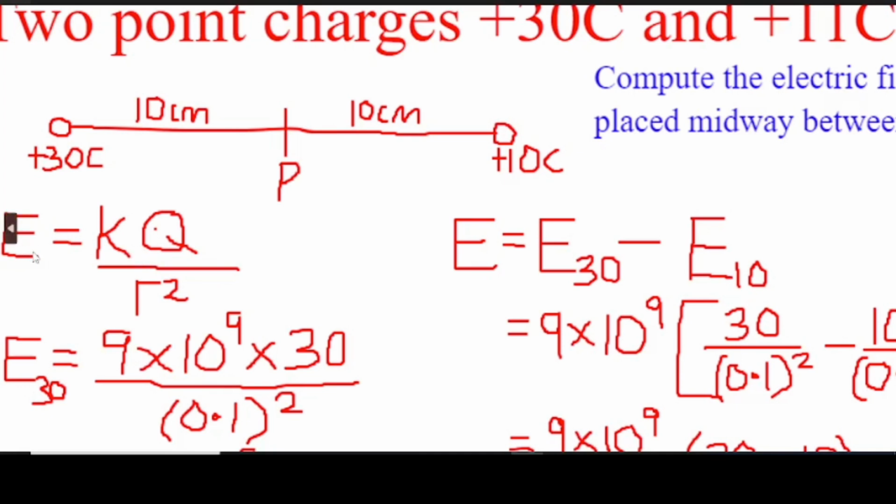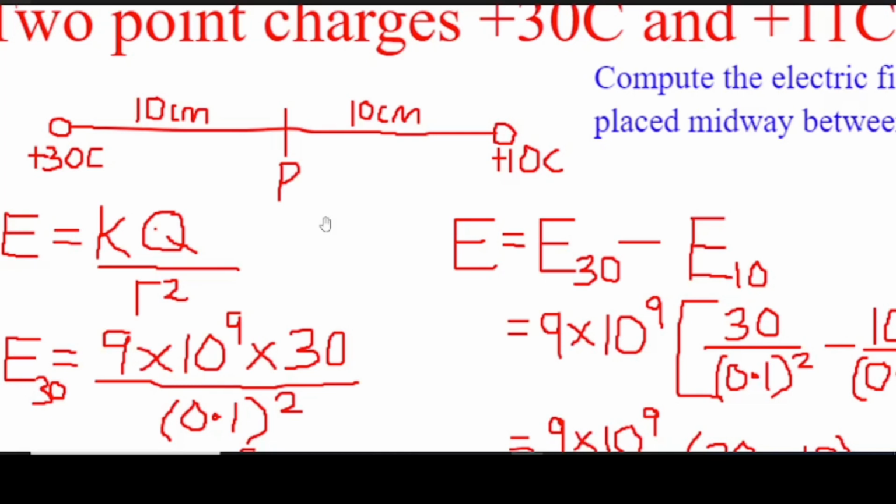If I'm to calculate electric field intensity, E is equal to KQ all over R squared. So this is the formula that I will use, and it's not difficult to get this formula. We have obtained this formula from E is equal to F over q. If we substitute F, which is KQq all over R squared, divided by small letter q, the q's will cancel one another, and so we'll be left with KQ all over R squared.